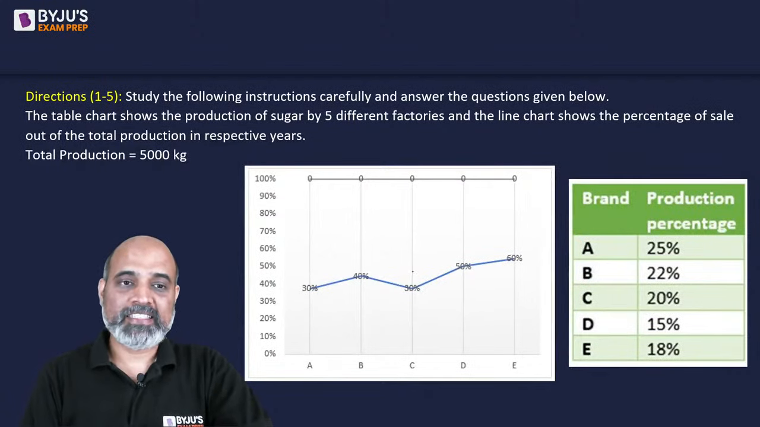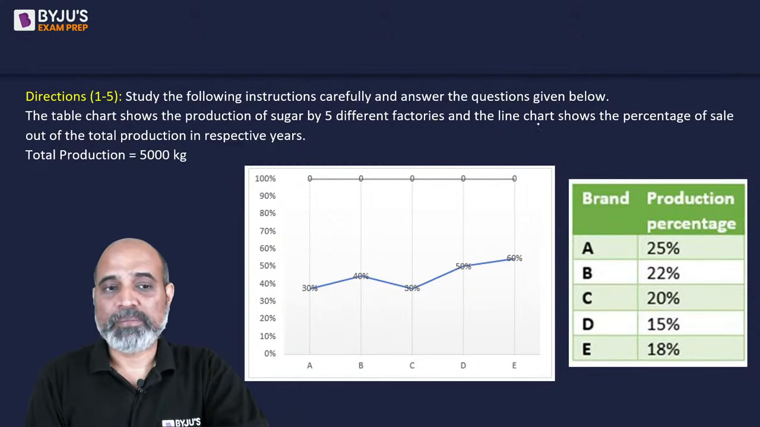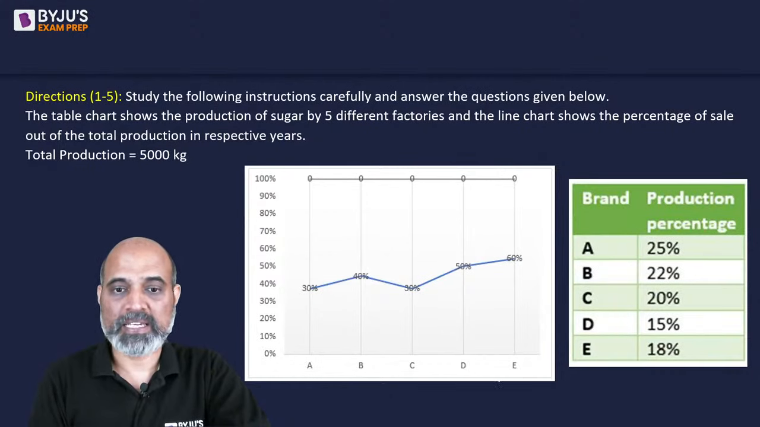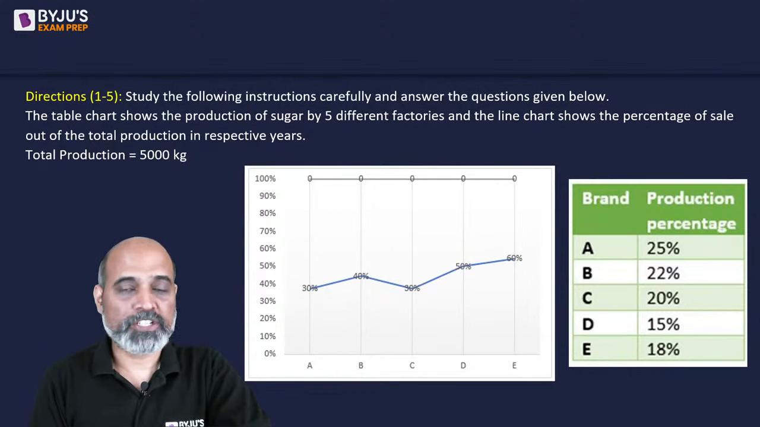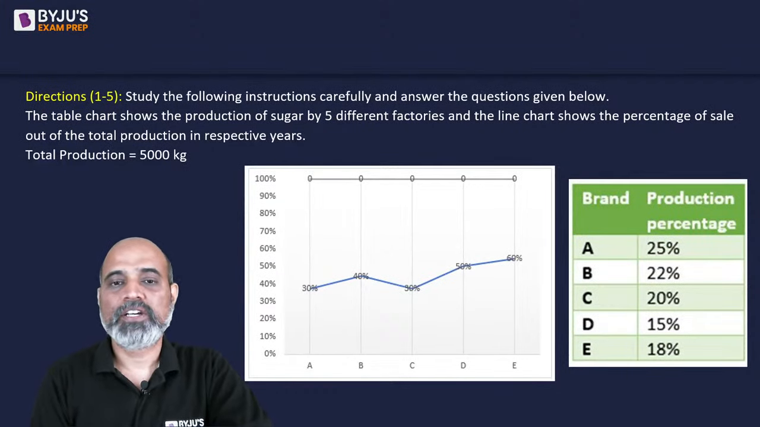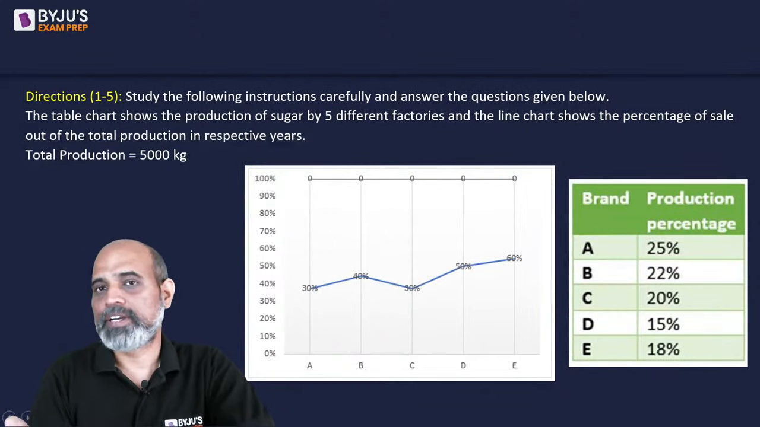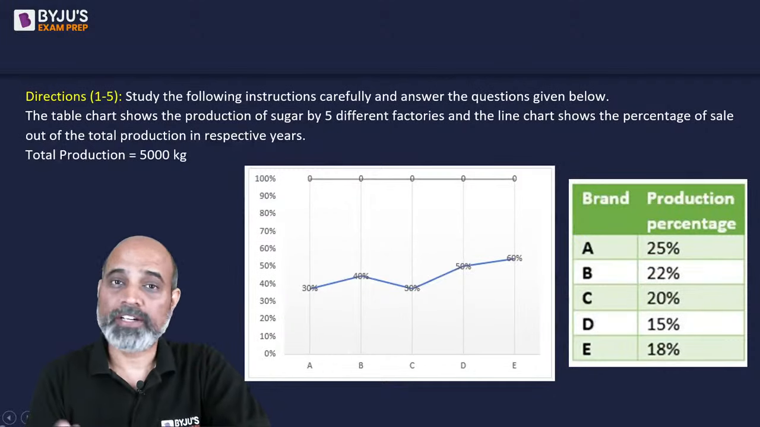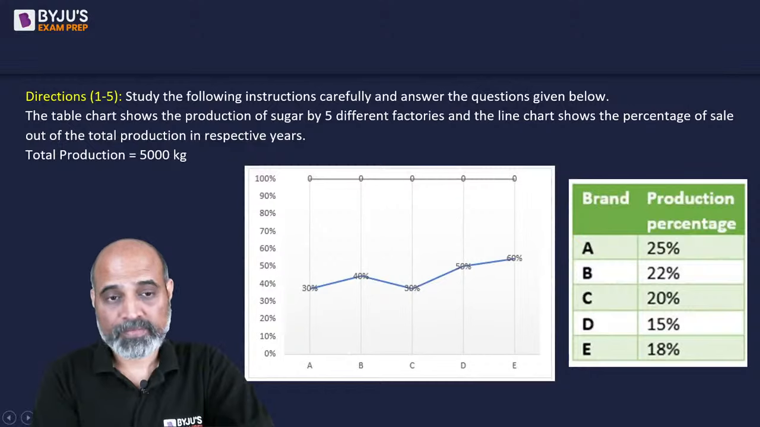The first set is, study the following instructions carefully and answer the questions given below. The table chart shows the production of sugar by 5 different factories, A, B, C, D, E, and the production percentage of brands A, B, C, D, E is in the table. The line chart shows the percentage of sale out of the total production in respective years. It's not necessary that if you produce, let's say 100 pencils, all 100 pencils will be sold. So production is one thing and sales is the other thing.